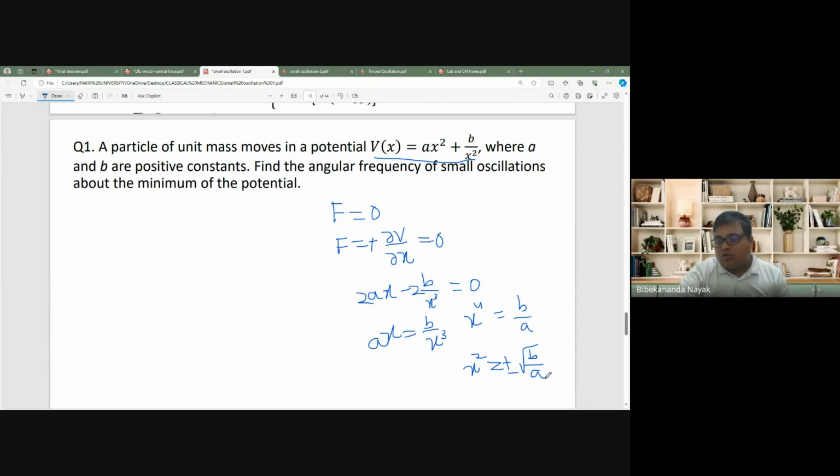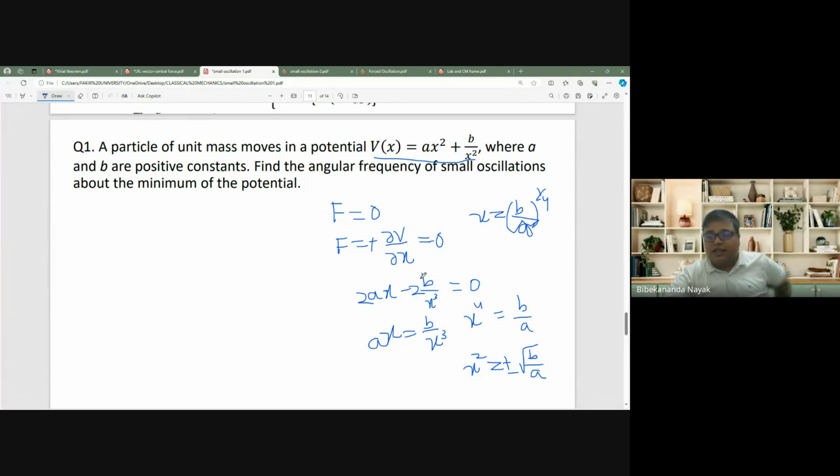And x is equal to the power 1 by 4. These are the equilibrium points. Or you can write x is equal to (b by a) to the power 1 by 4. So these are the equilibrium points. Next, you check whether it is a stable equilibrium point or an unstable equilibrium point.